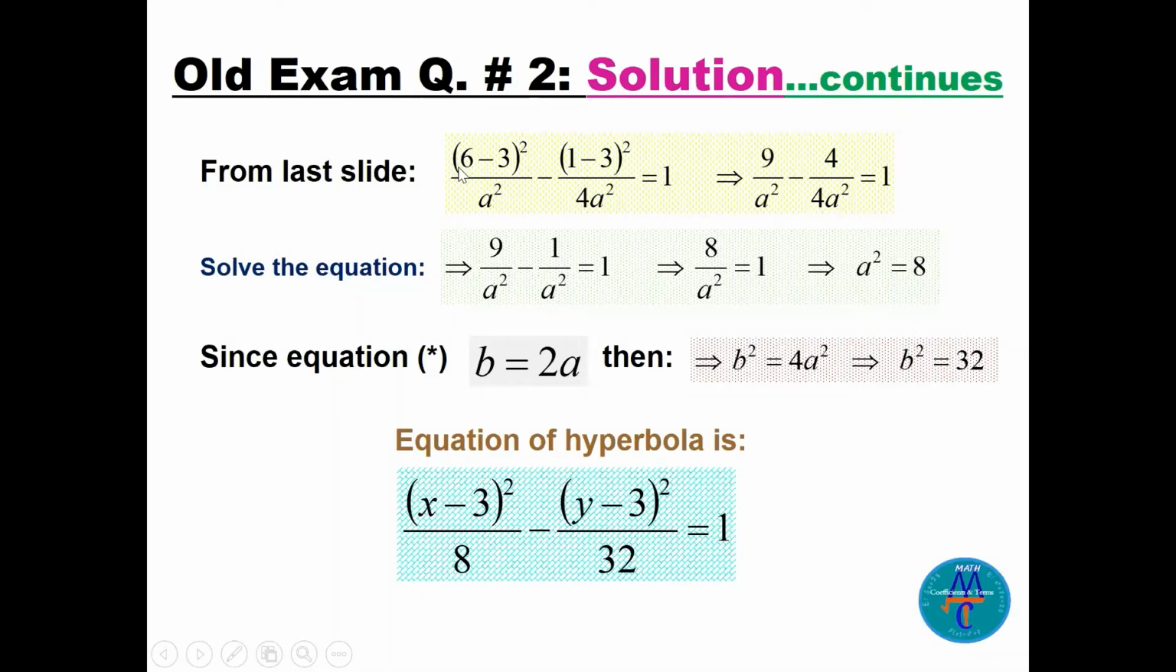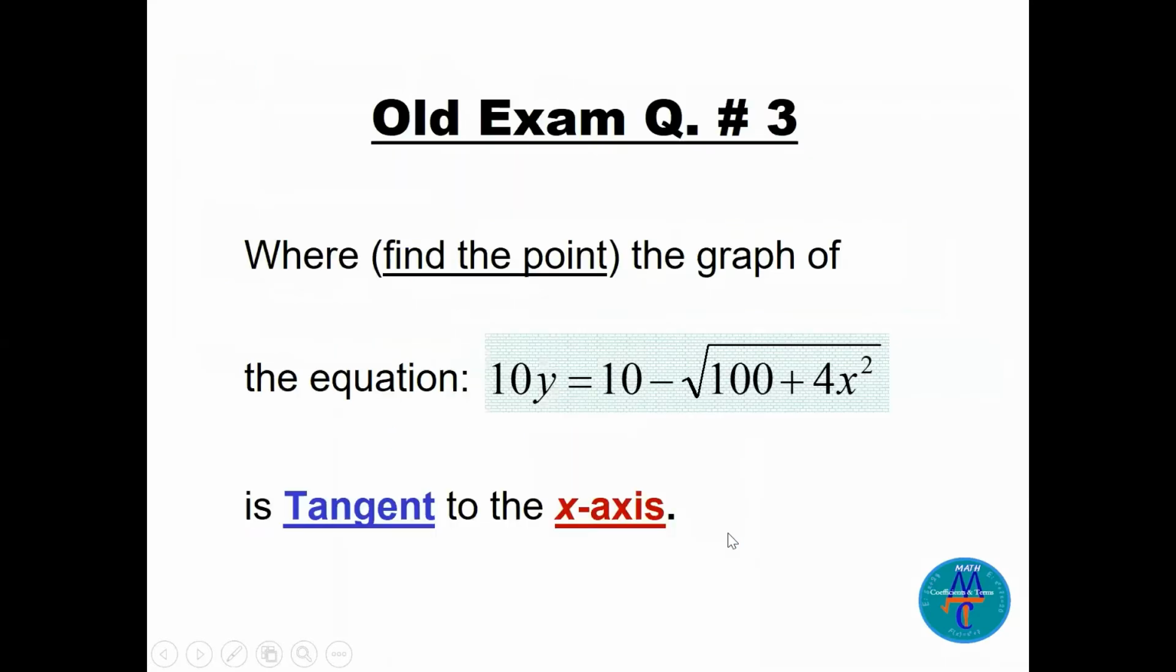So from the last slide, we see (6 minus 3) squared over a squared. That will be 9 over a squared minus 4 over 4a squared. Cancel the 4. We have here the same denominator. So 8 over a squared is 1. So a squared will be 8. Now we know from equation star, b is equal to 2a. Square both sides here. You get b squared is equal to 4a squared. We have a squared as 8 there. So b squared will be 32. So I can write the equation of the hyperbola: (x minus 3) squared over 8 minus (y minus 3) squared over 32 is equal to 1.